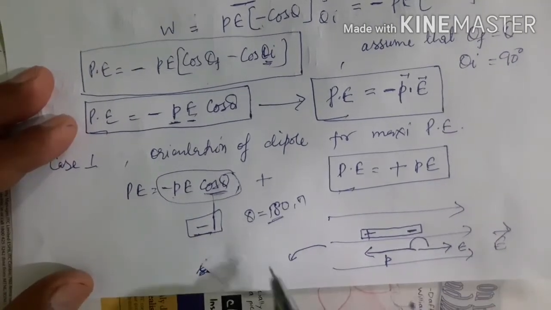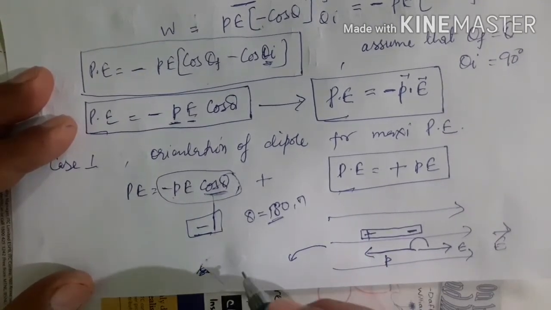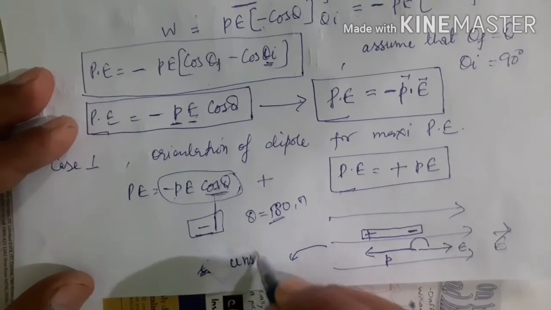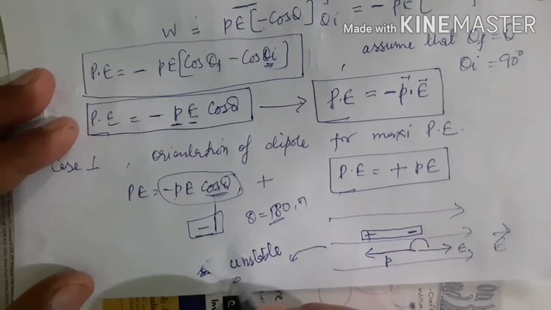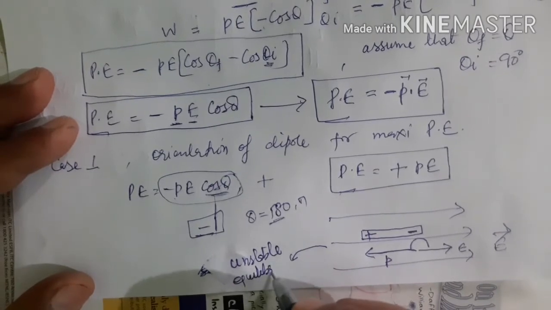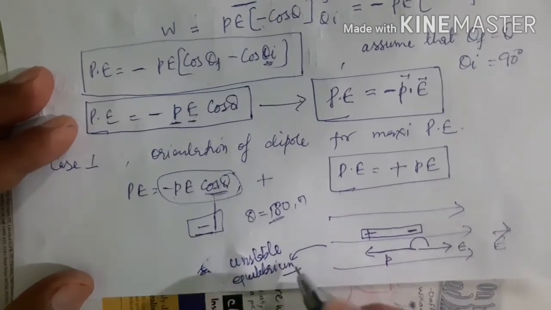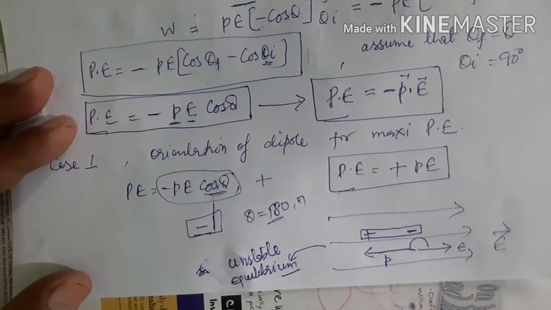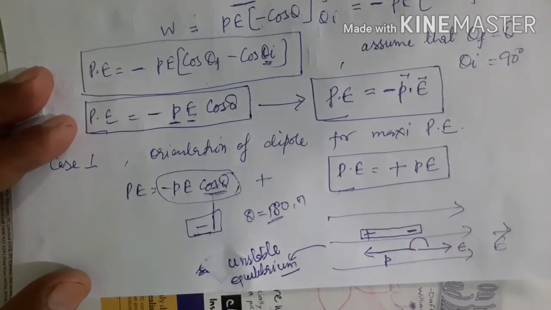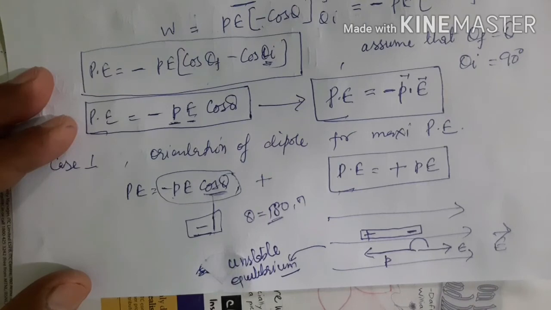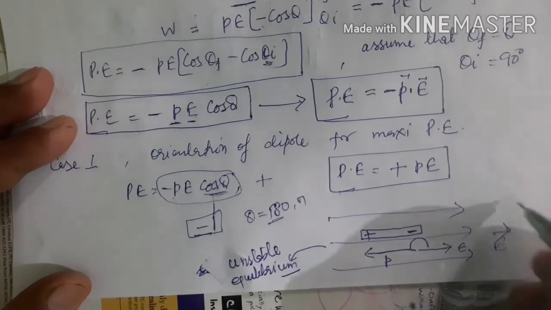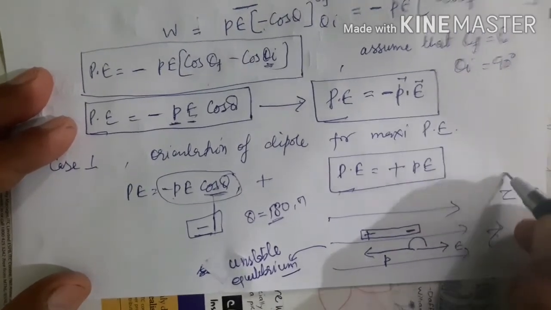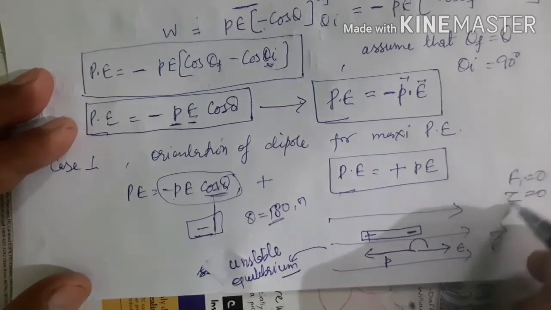This orientation is also known as unstable equilibrium, because if you tilt it by a small amount, it will never come back to this position again. That is why it is unstable equilibrium. In this situation, the torque is equal to 0 and the total force is also equal to 0.